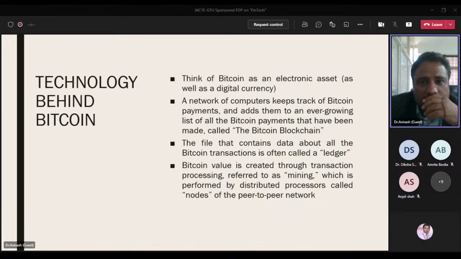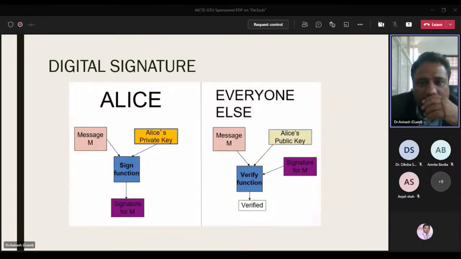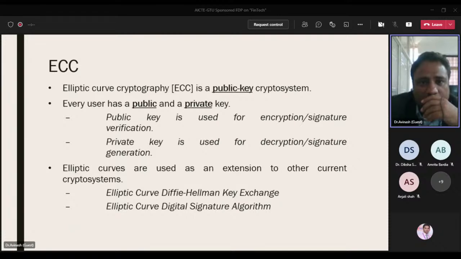This is the digital signature concept, where, suppose Alice is sending money to Bob, how are the digital signatures verified with the help of various functions. This has been explained in the digital signature concept here. This is elliptic curve cryptography. ECC is also a public key crypto system where every user has a public and a private key. The public key is used for encryption and signature verification, while the private key is used for decryption and signature generation. Elliptic curves are used as an extension to other crypto systems, where elliptic curve Diffie-Hellman key exchange and the elliptic curve digital signature algorithm are used for ECC purposes.